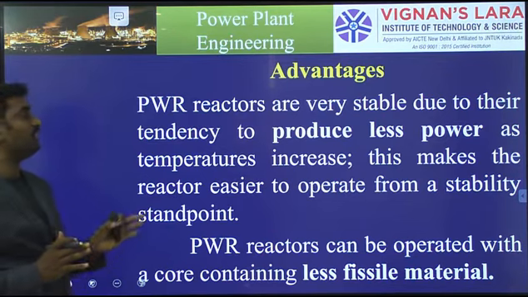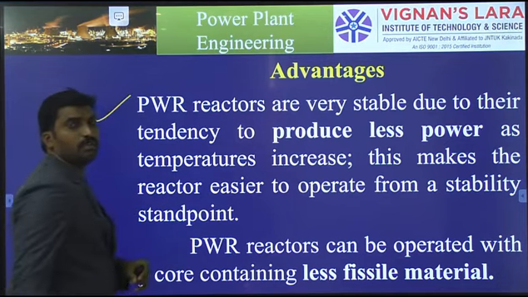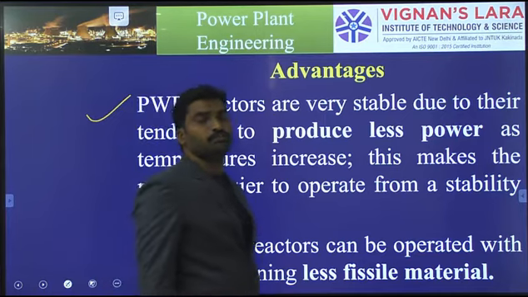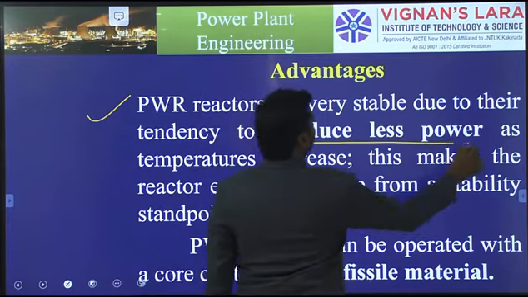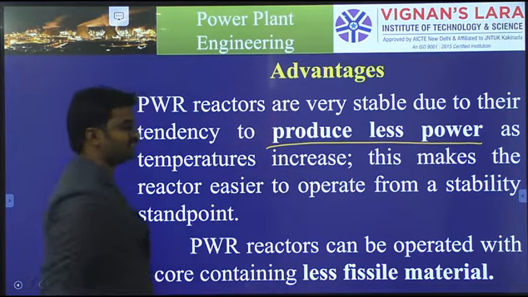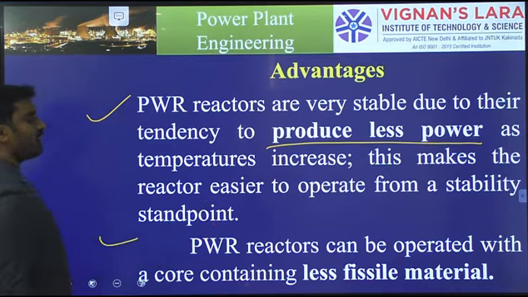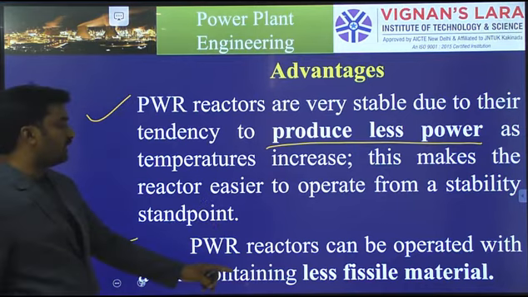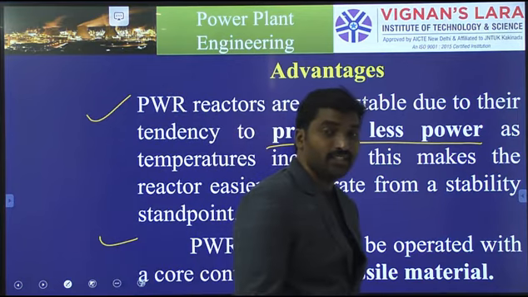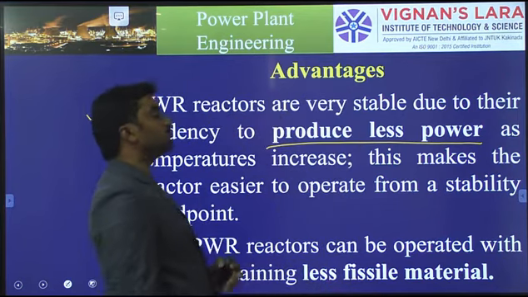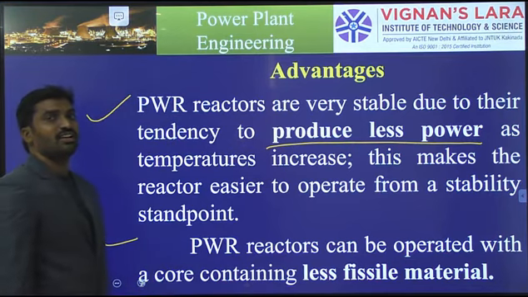So this is why we are using PWR as the reactor for submarines and ships. The main thing is it produces less power as the temperature increases. And next, a PWR reactor can operate with a core containing less fissile material. So by using less material, it gives continuous power. That is also one of the best advantages of a pressurized water reactor.